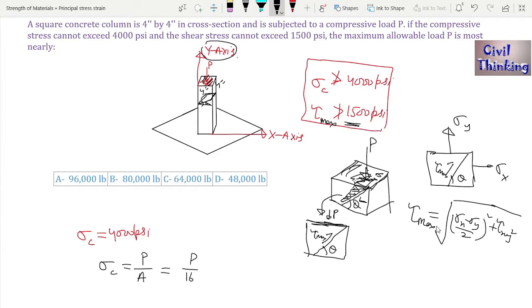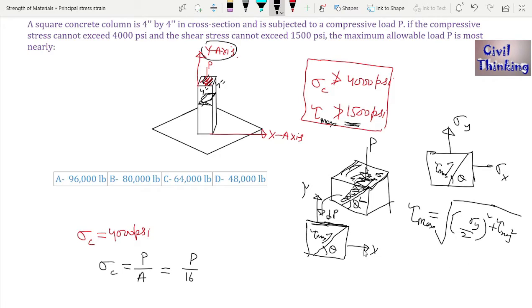Okay, this is how we are going to satisfy the equation. Now tau max is the square root of ((sigma x minus sigma y) divided by 2) whole square. Now look at this. As we know, there is only one stress acting, right? This is the y axis and this is the x axis. There is only one stress or load acting in the y direction. There is no stress acting in the x direction, so this is 0. So I can erase this one.